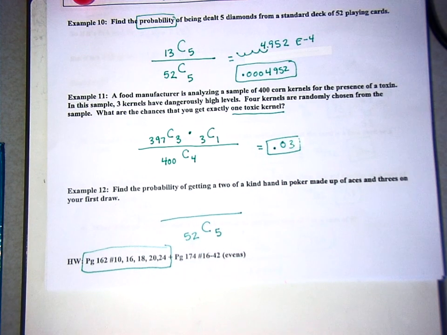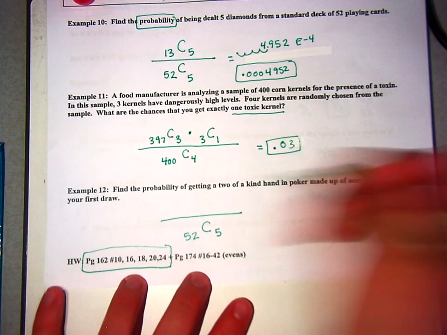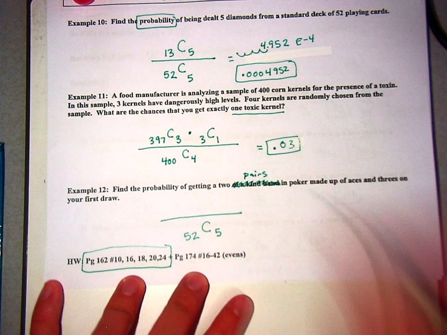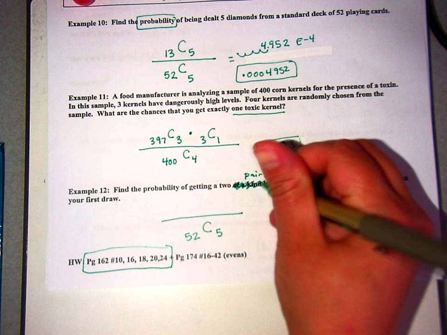What should go on the top? We got to do aces and 3s. And it's 2 of a kind. Do you know what 2 of a kind means? 2 of the same. So, hold on. 2 of a kind. It's not 2 pairs, is it? Made up of aces and threes. I don't like this. Let's say 2 pairs. Okay. I just wrote that incorrectly in my notes.